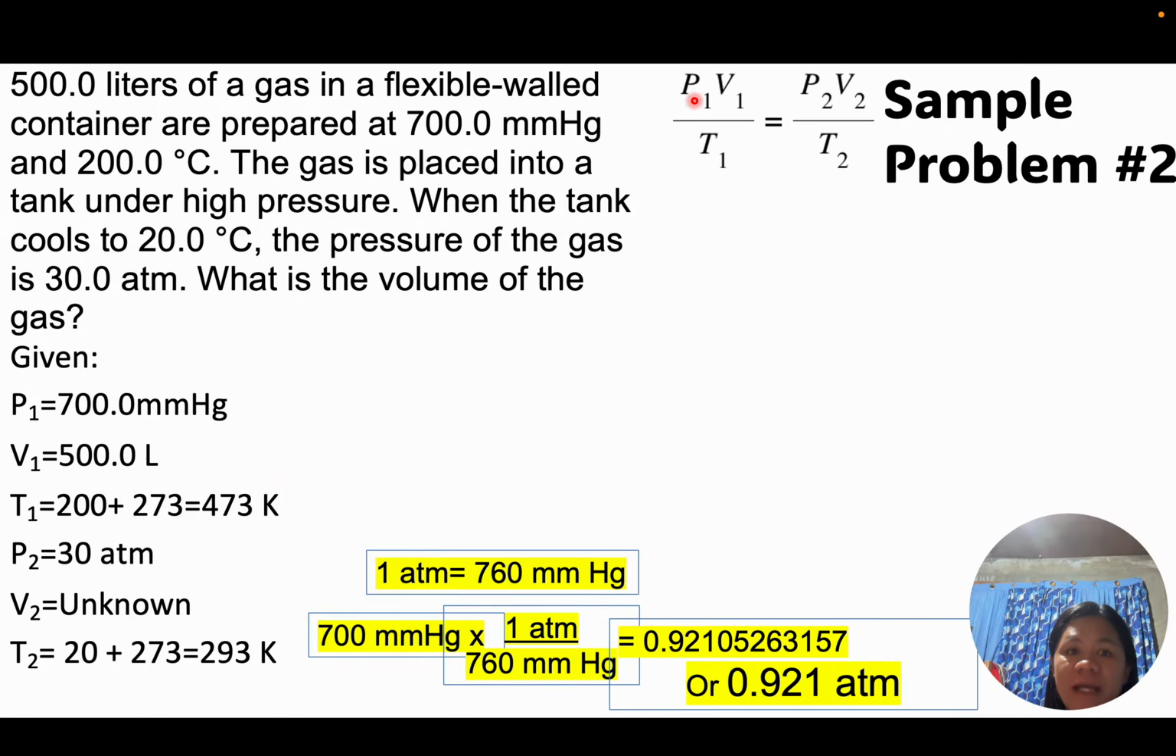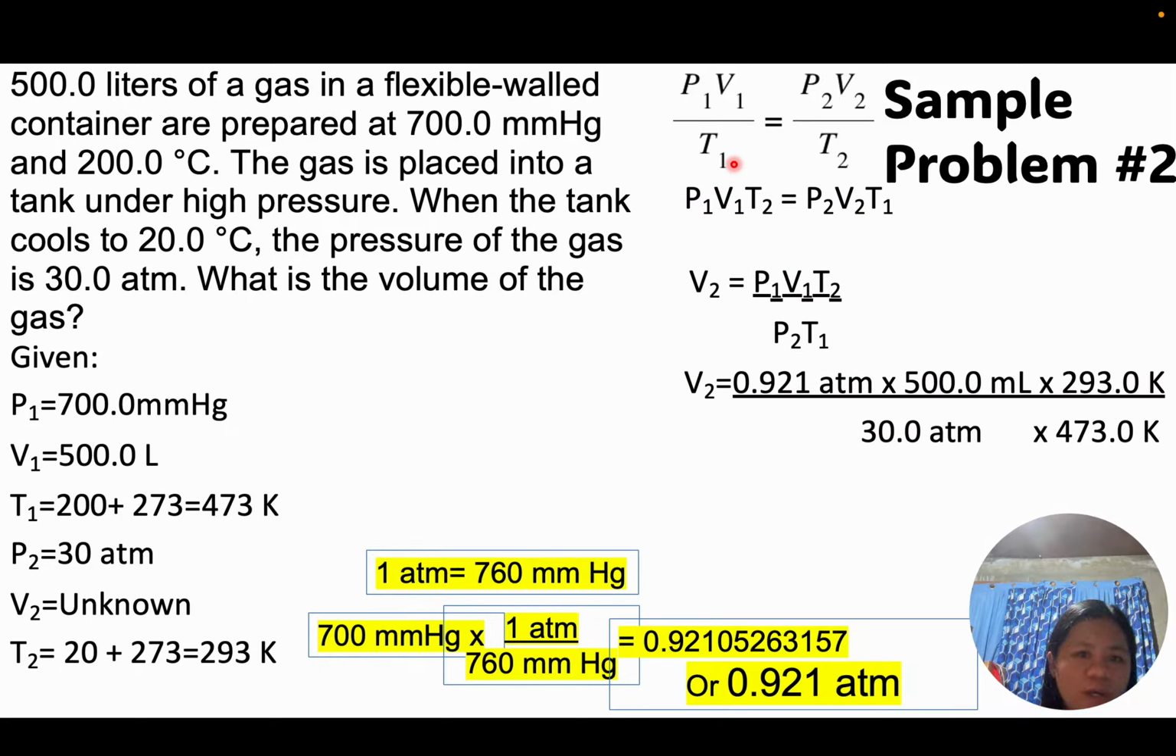Okay, so ito yung ating formula for the combined gas law, the Boyle's and Charles law. And what we are looking for is the V2. Same pa rin yung gagawin. Nandito si V2 sa numerator, pero para hindi tayo masyadong malito, i-transfer lang ulit natin sa kabilang side yung mga denominator natin. So, P1, V1, and T2 magkatabi. P2, V2, and T1 magkatabi.